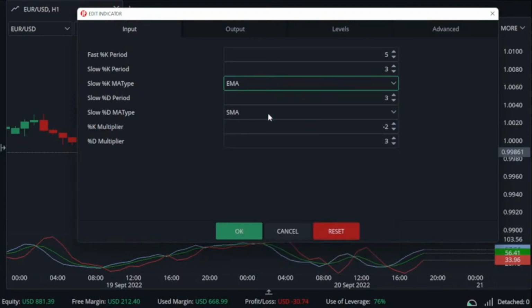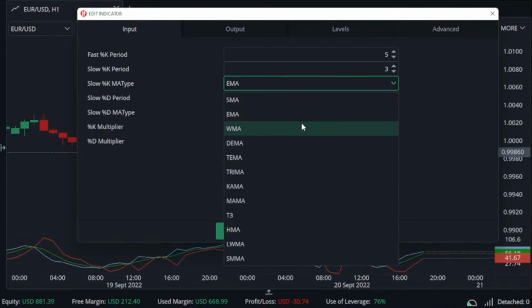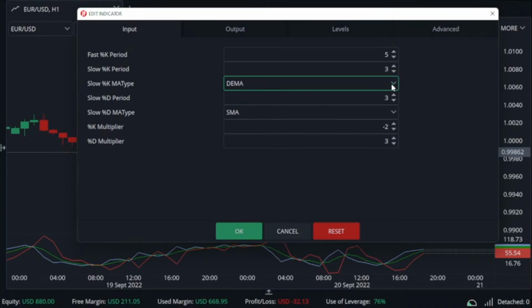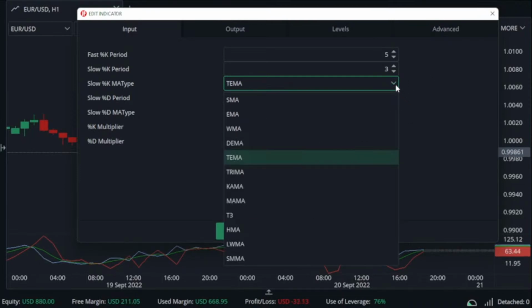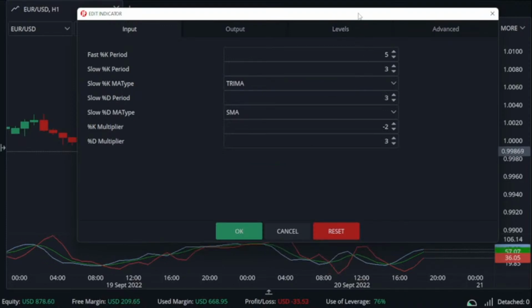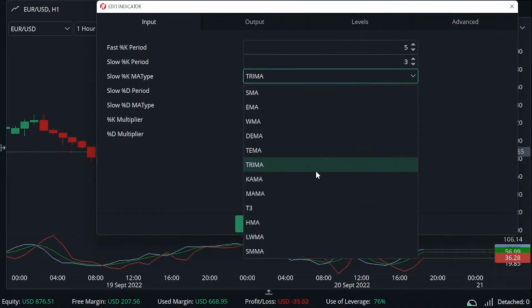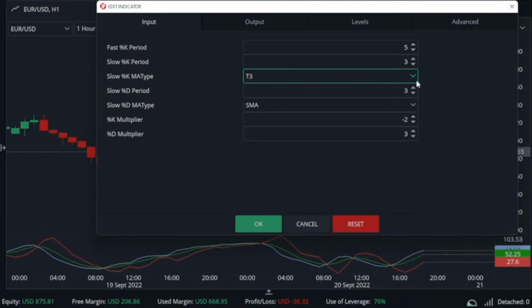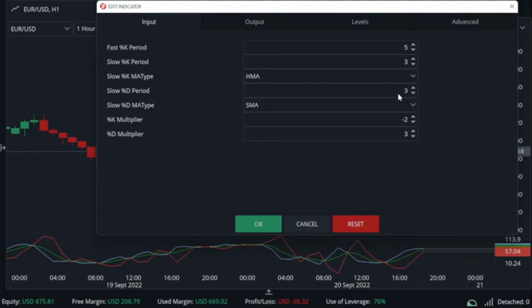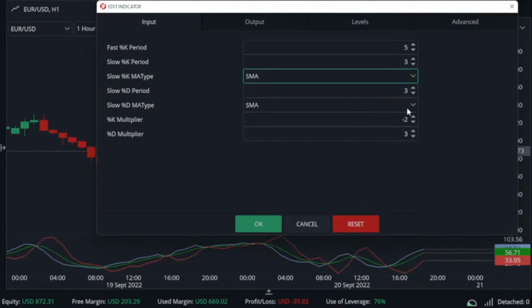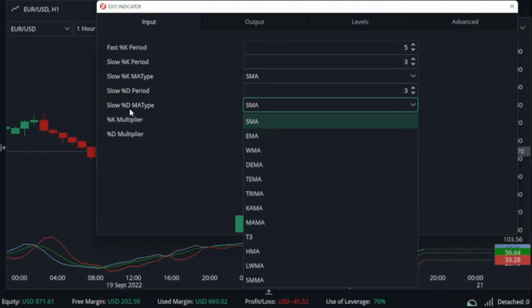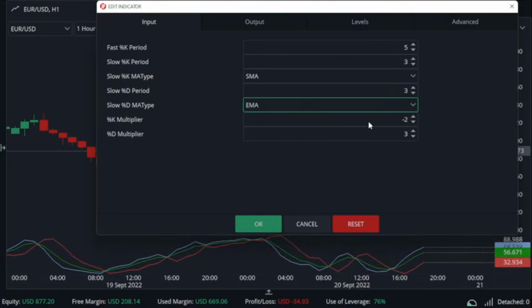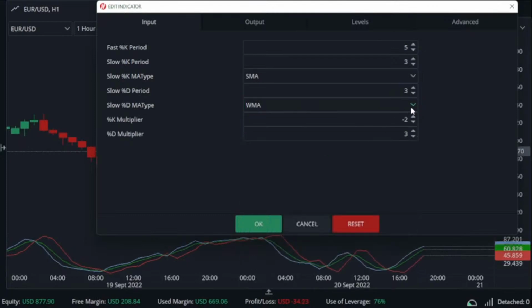The moving average type can also be varied, and depending on what kind of moving average you use, you will have a different smoothing factor for the output we are seeing on the lower side. When I am changing these moving averages, you can notice that the output of this indicator is changing quite a lot, and that is kind of expected. Same thing applies for the slow percent D moving average type. Now this is SMA. You can vary the moving average type.